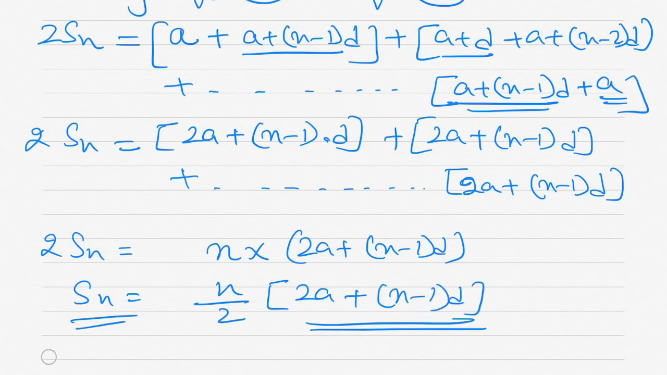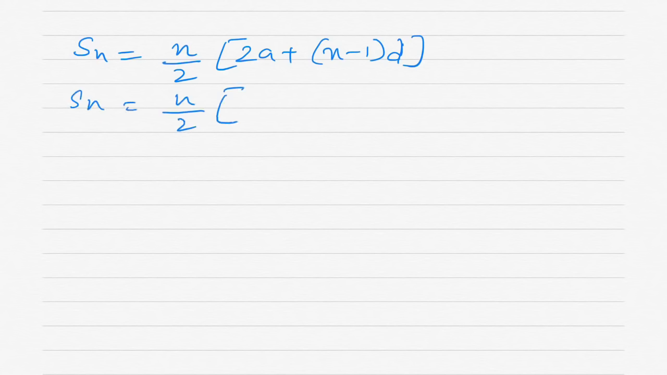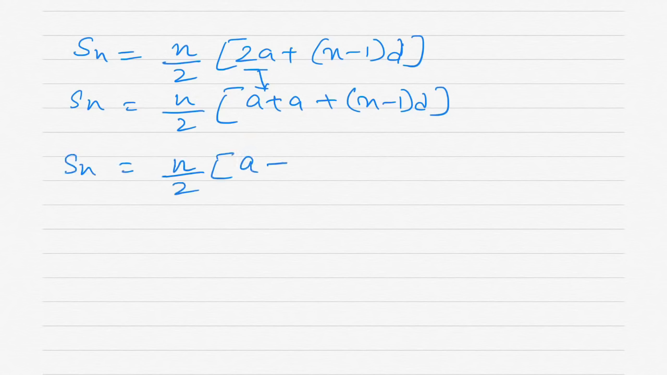This is the formula for Sn. So here Sn is equal to n by 2 into 2a plus n minus 1 into d. It is the sum of the first n terms of an AP, arithmetic progression. Sn is equal to n by 2 into 2a plus n minus 1 into d. Now it is the formula for the sum of the first n terms. I can write 2a as a plus a, and so Sn is equal to n by 2 into a plus a plus n minus 1 into d.